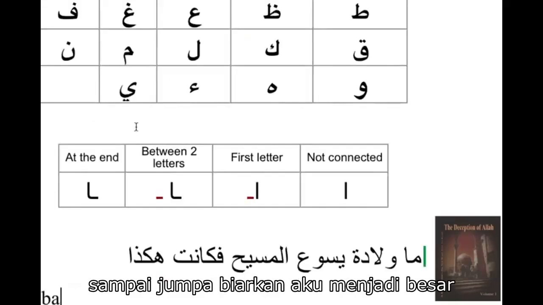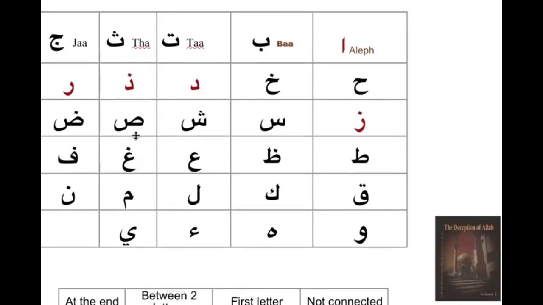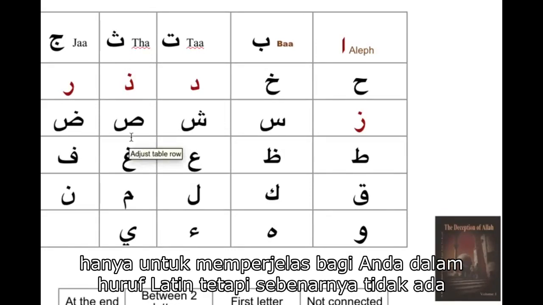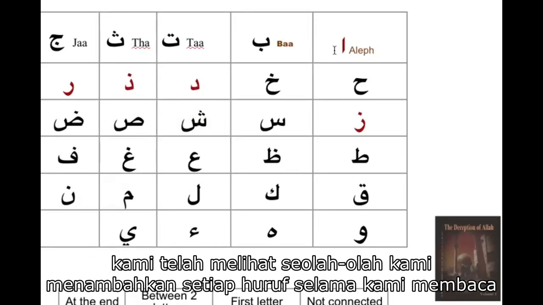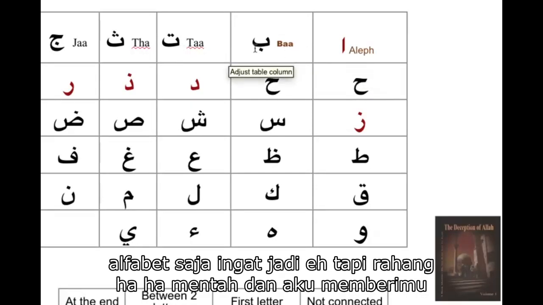Ba. Let me make it big, just to make it clear for you in the Latin letter. But in fact there is no a here, but in the sound there is a. So I'm saying ba. If we read the alphabet, we will see as if we are adding a to every letter, as long as we are reading the alphabet alone, remember. So a, ba, ta, tha, ja, ha, kha, da, tha, ra.